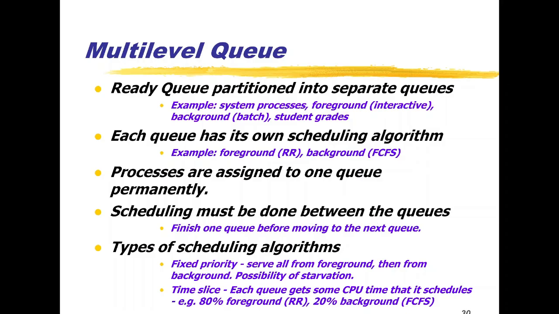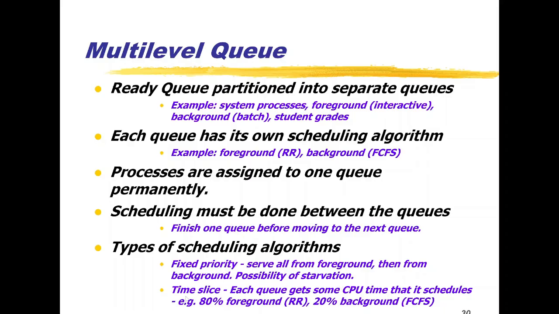Now, there are different algorithms that can be used on multi-level queues. For example, we could use fixed priority. In fixed priority, it serves all from the foreground before serving those in the background. In fixed priority, you could let the foreground have priority 1 and the background have priority 2. It has to finish priority 1, the foreground, before it goes on to priority 2, the background. And this creates a problem, which is the possibility of starvation.